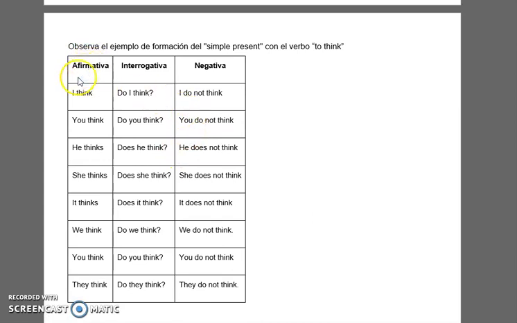Here are the affirmative, interrogative, and negative forms with simple present and the verb think, pensar. I think, you think, he thinks, aquí está la S, she thinks, la S, it thinks. Esta conjugación es un poco extraña, ¿verdad? Eso piensa o esto piensa, suena como que raro, pero bueno, it's just for the practice, es solo para efectos de práctica, okay?